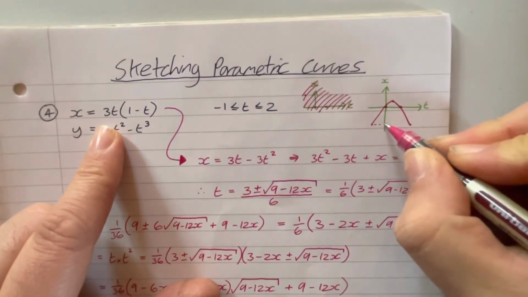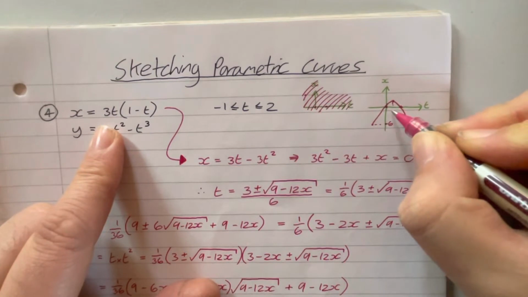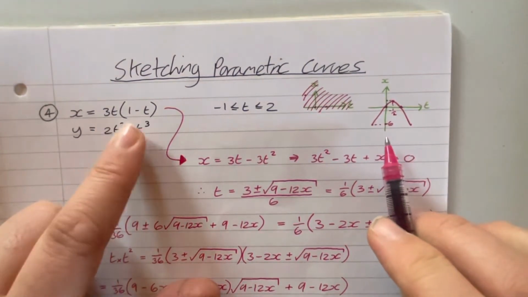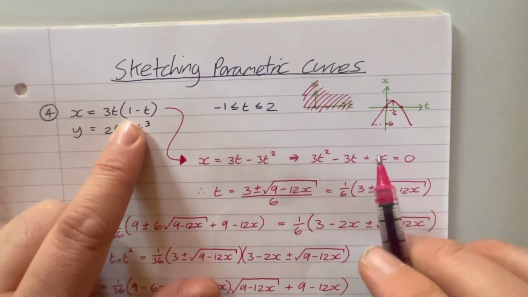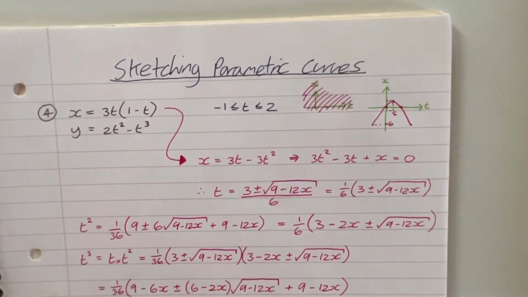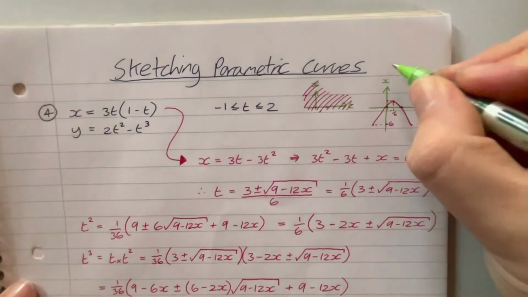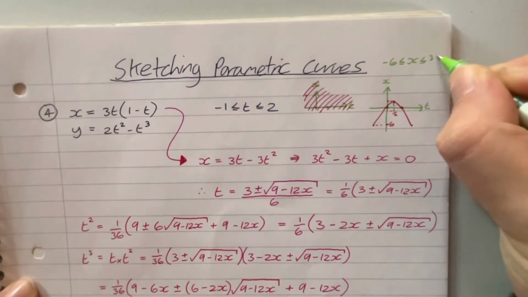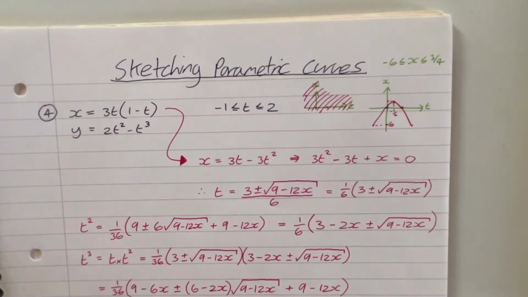Now we know that's -6, and I know that that is a half, so I can calculate that by plugging in t as a half into here, and I get 3/2 times a half, which is 3/4. So the maximum value of x is 3/4, and the minimum value of x is -6. So I can say -6 is less than or equal to x is less than or equal to 3/4, and that's exactly how we should go about doing that.